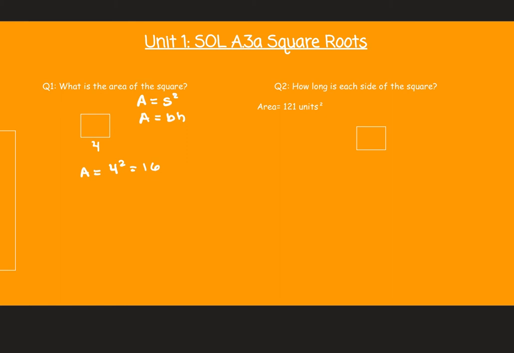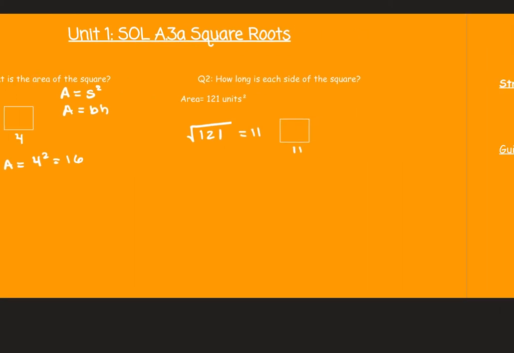So if my area is 121 units, I'm simply going to take the square root of 121. The square root of 121 is 11, so I know that one of my sides is 11.